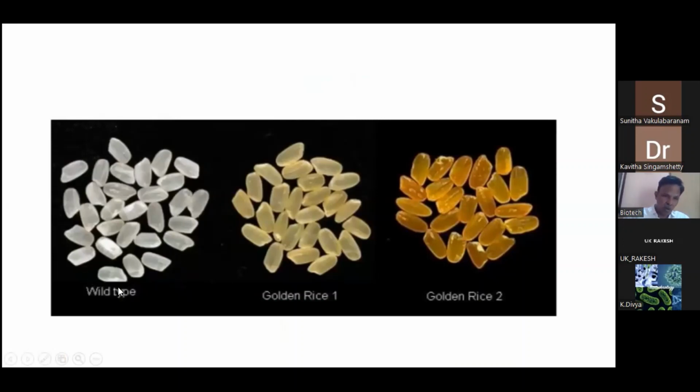See, this is the normal rice that we consume. We call it wild type. Then they have inserted a gene for vitamin A, called golden rice 1. And now you see it's darker. It is golden rice 2. I came to know that golden rice 3 is also available now. So see the color gradation here. It is pure transparent, then slightly yellow in color, and this is gold in color. That is why they call it golden rice.